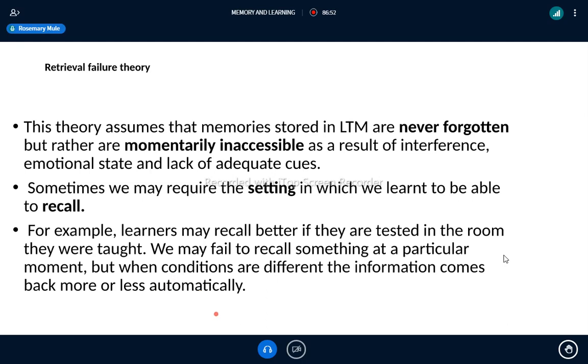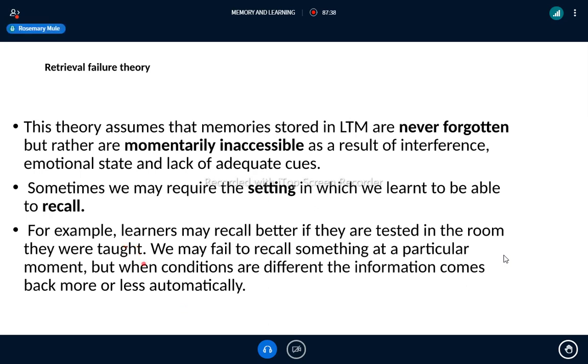For example, learners may recall better if they are tested in the room they were taught. I don't know how practical that one is, but you can test it. We may fail to recall something at a particular moment, but when conditions are different, the information comes back more or less automatically. So retrieval failure theory is about that. Any information in the long-term memory is never forgotten, rather momentarily inaccessible. But for sure that information is there, you only need to have the proper cues and the memories will be traced and you'll be able to remember.